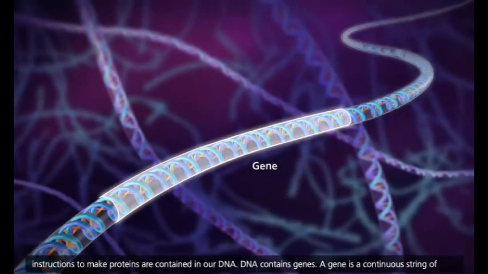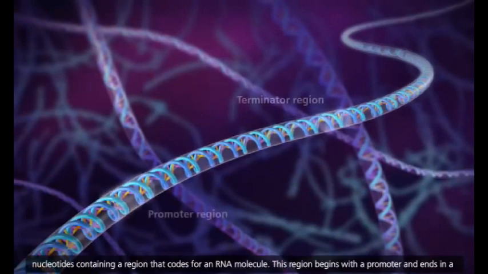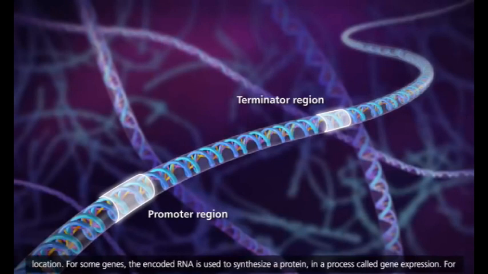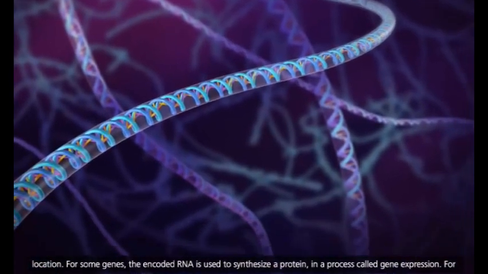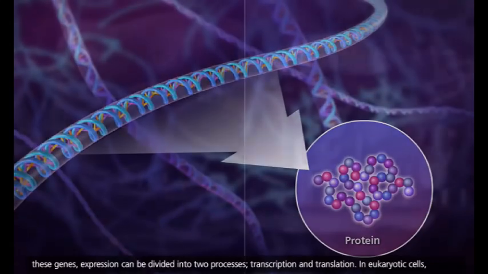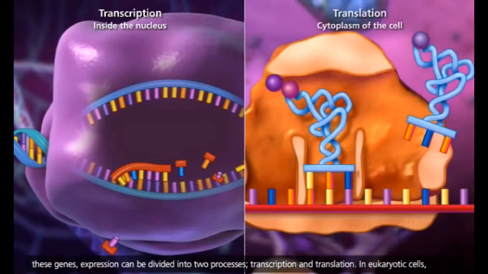DNA contains genes. A gene is a continuous string of nucleotides containing a region that codes for an RNA molecule. This region begins with a promoter and ends in a terminator. Genes also contain regulatory sequences that can be found near the promoter or at a more distant location. For some genes, the encoded RNA is used to synthesize a protein in a process called gene expression. For these genes, expression can be divided into 2 processes, transcription and translation.